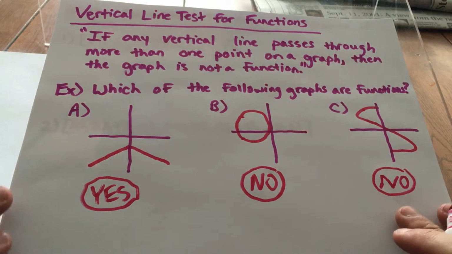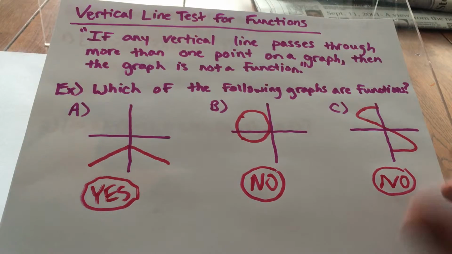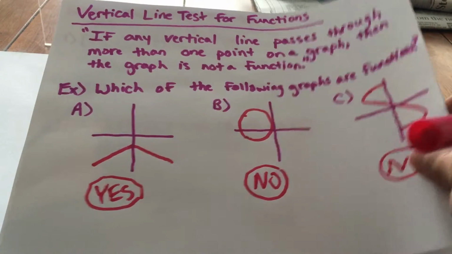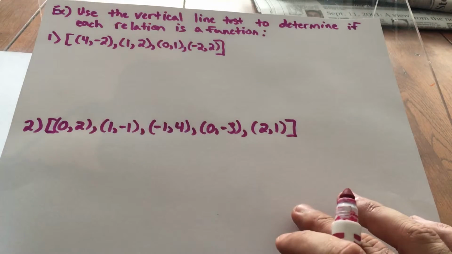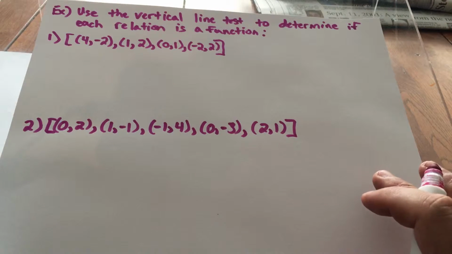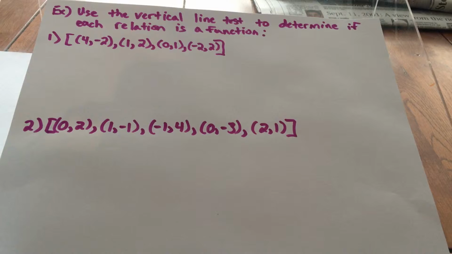Okay, so it's a fairly simple concept, but it's a concept that'll help you determine if somebody gives you a graph. Now you can determine whether it's a function or not, just based on the vertical line test. All right, so let's look at a couple other examples here. What happens when they give you a bunch of coordinate points? First of all, the instructions here say to use the vertical line test to determine if each relation is a function.